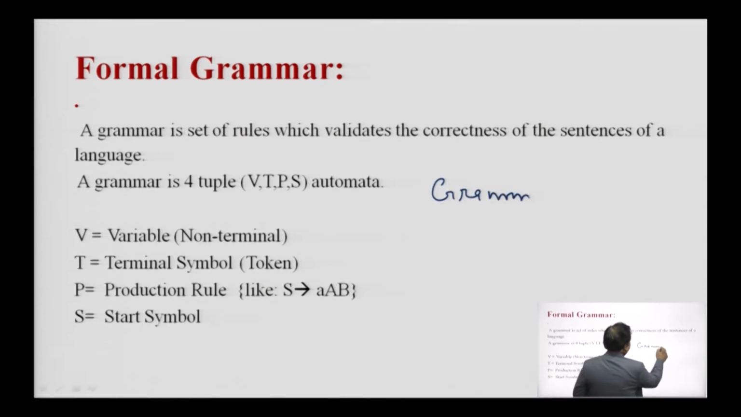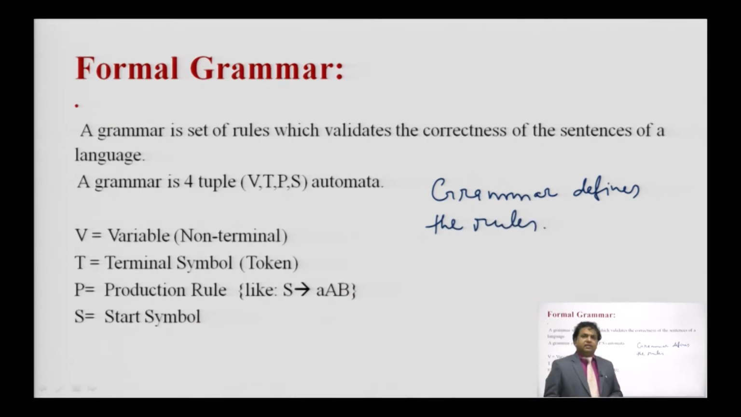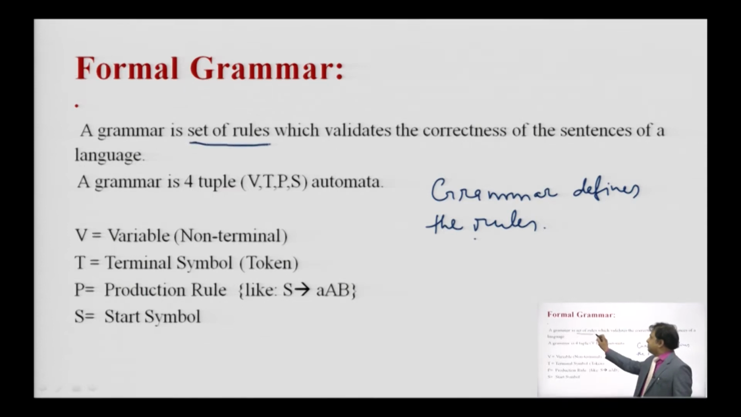Grammar defines the rules which validate whether a sentence is correct or not with the help of these rules. Similarly, we have the grammar in computer programming that validates the sentences of a programming language. So, in computer science, a grammar is a set of rules which validates the correctness of the sentences of a language.